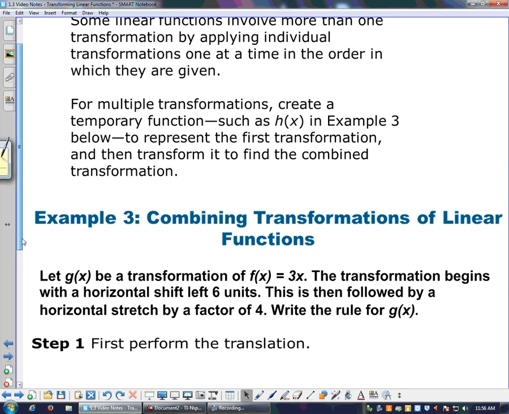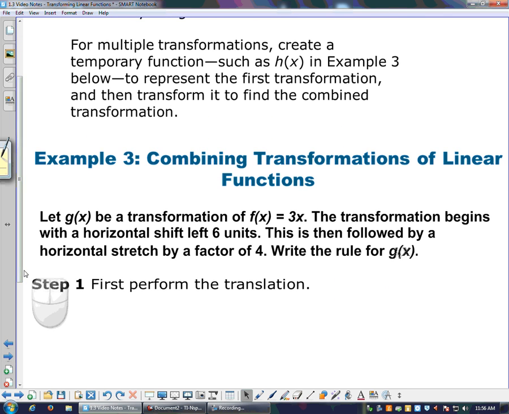So let's look at this example. We're going to let g of x be a transformation of f of x equals 3x. So again, that's our starting point that we're going to use. Our ending point will be g of x.